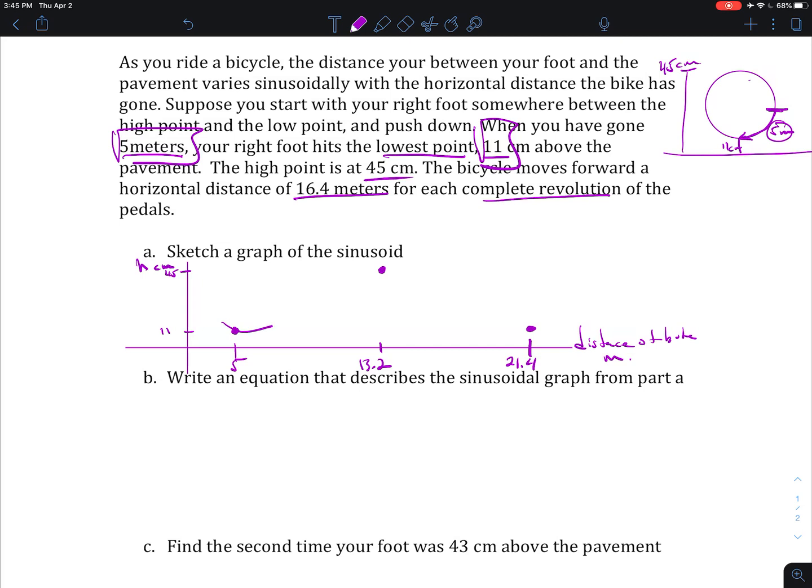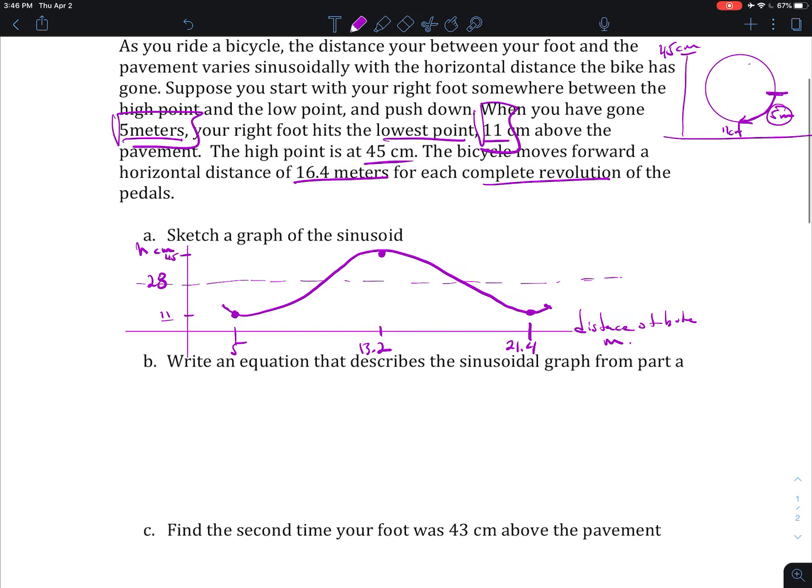So let's graph this. And it's not brilliant, but good enough. That's what we're looking for. And let's see, between 45, the high point, and 11, the low point, is going to be our horizontal axis here. Get that all squared away. And let's see, that's 56, 28? It's our horizontal axis.